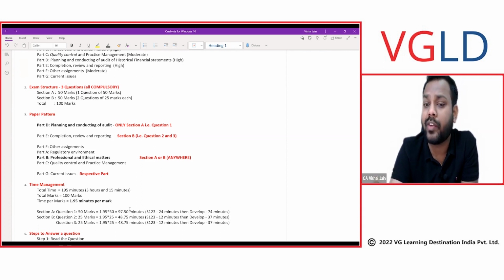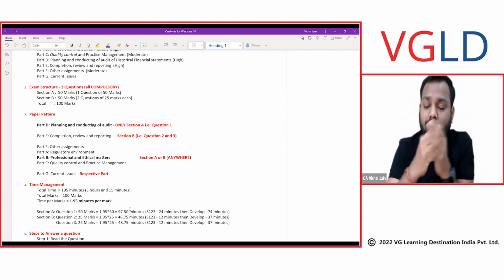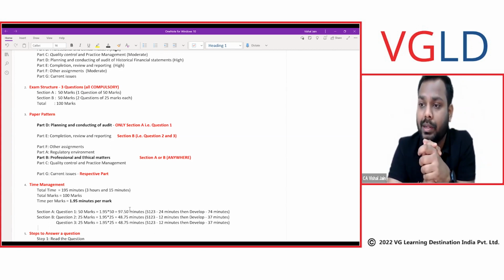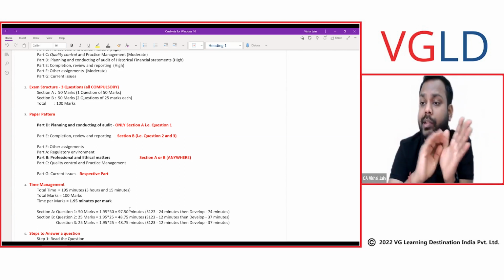The time left is only 45 minutes for question section B. And then they hurry. And then basically what happens is the quality of section B gets deteriorated. You have to avoid that. Write to the point and move ahead. Do not write a story in the exam.